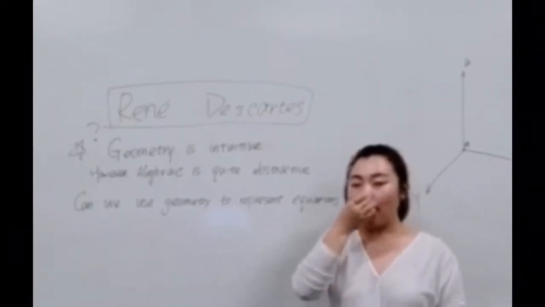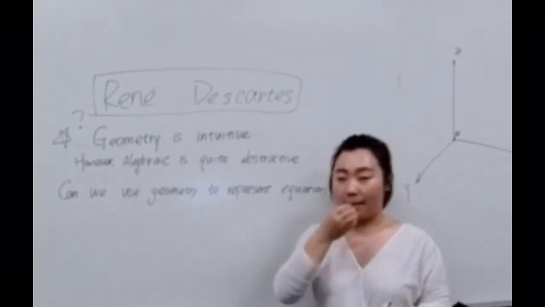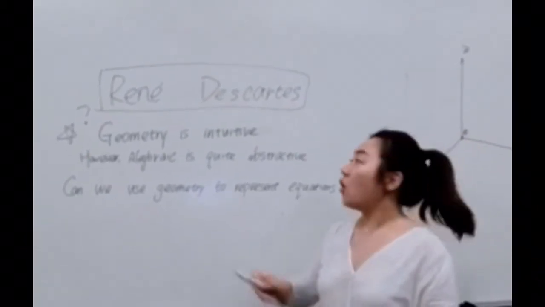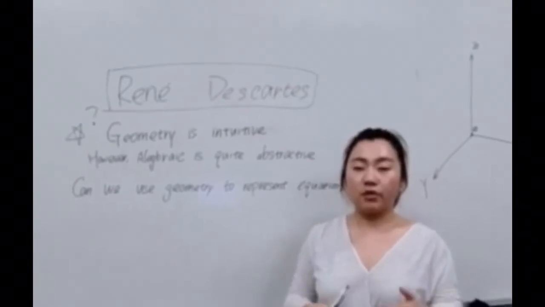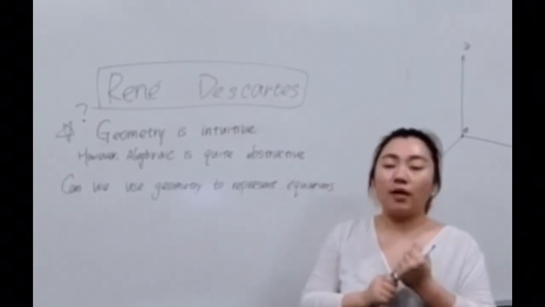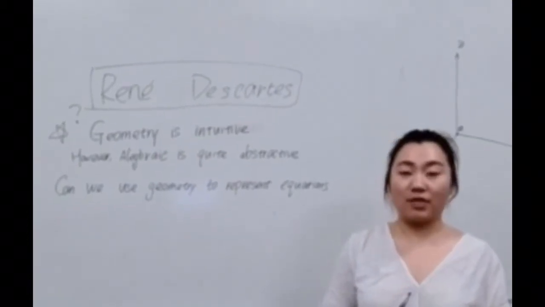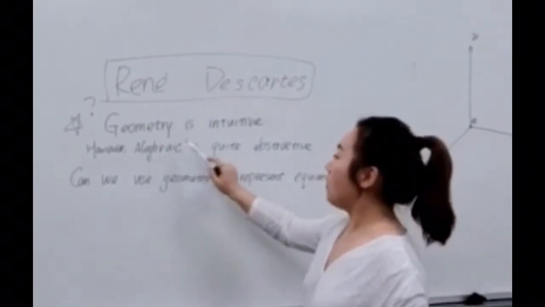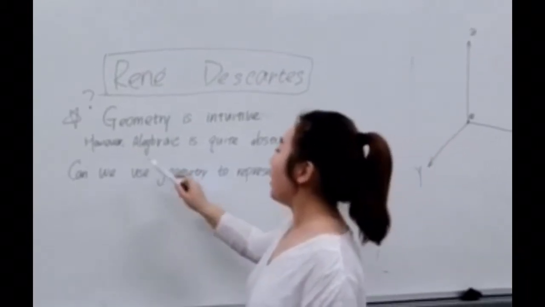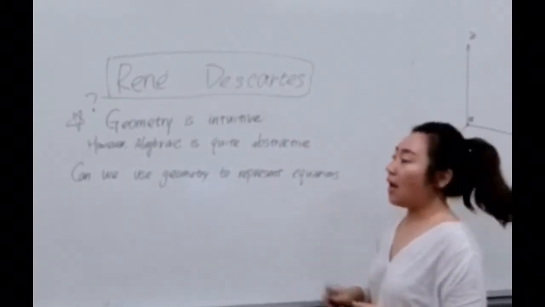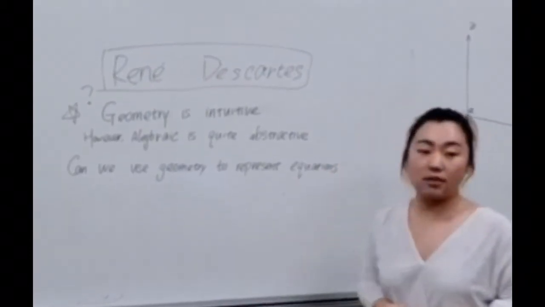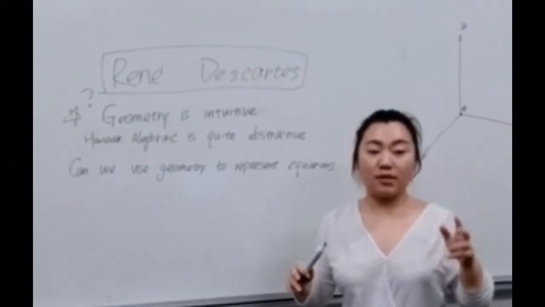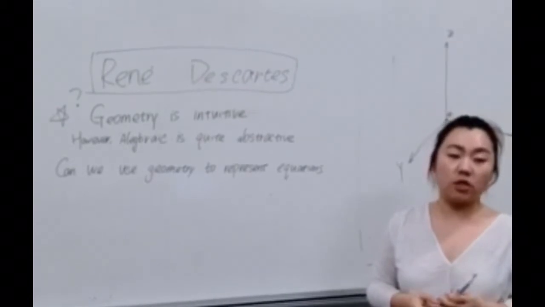Hello, today I'm going to talk about the XY plane, and I'm going to explain its background. As we know, René Descartes is the person who found the XY plane. When he was sick in bed, his brain never stopped working on his research. He thought about one question: geometry is intuitive, however algebra is quite abstract, so can we use geometry to represent equations? The key point is how to link the points that make up a geometric graphic with numbers.